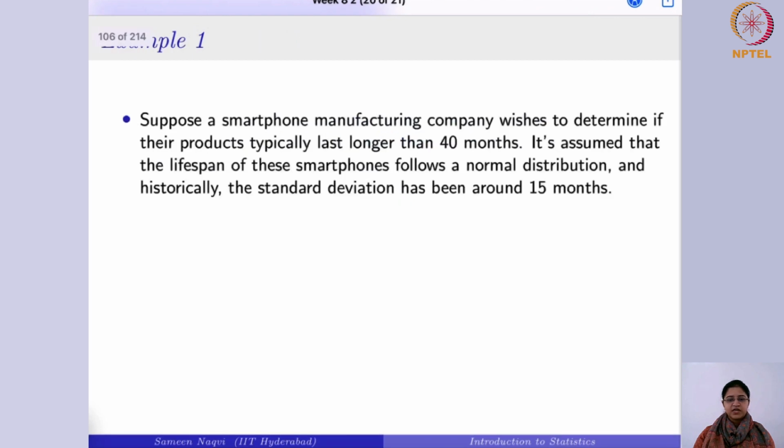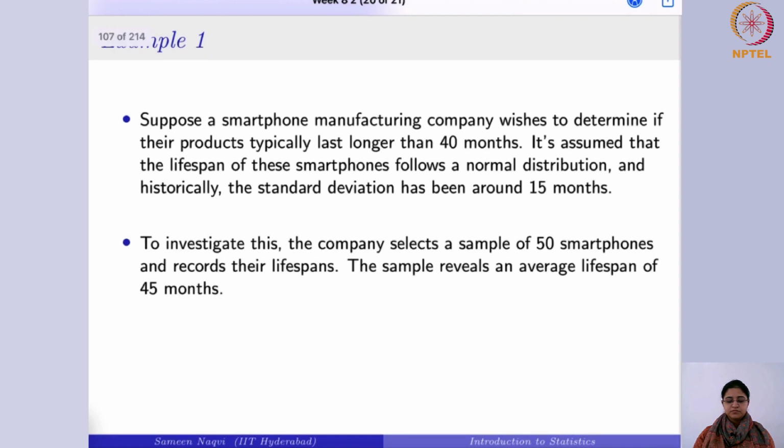So let us look at the example over here. Suppose a smartphone manufacturing company wishes to determine if their products typically last longer than 40 months. It's assumed that the lifespan of these smartphones follows a normal distribution, and historically the standard deviation has been around 15 months. To investigate this, the company selects a sample of 50 smartphones and records their lifespans, and the sample reveals that the average lifespan is 45 months.